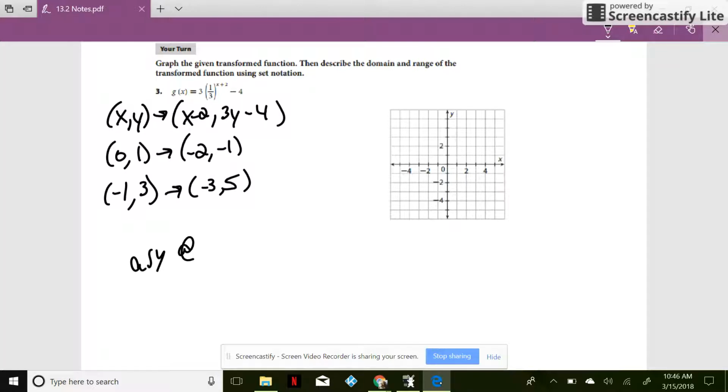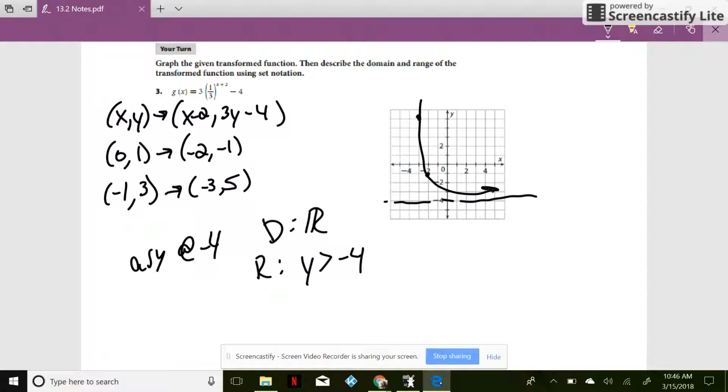We'll have an asymptote at -4. Domain is all real numbers. Range, we're going to say y is greater than -4. So we draw our asymptote at -4, coordinate at -2, -1, and at -3, 5. 3, 4, 5. There it is. So our function is going to look something like that.